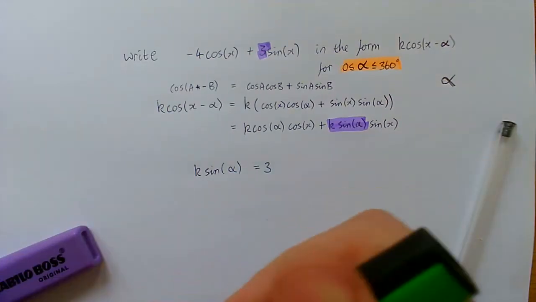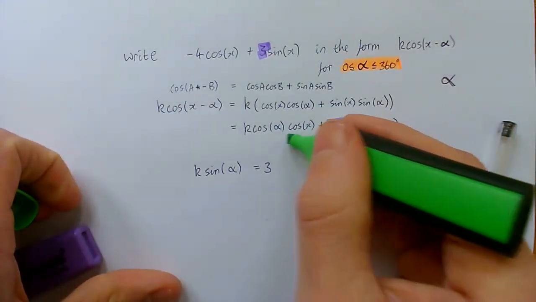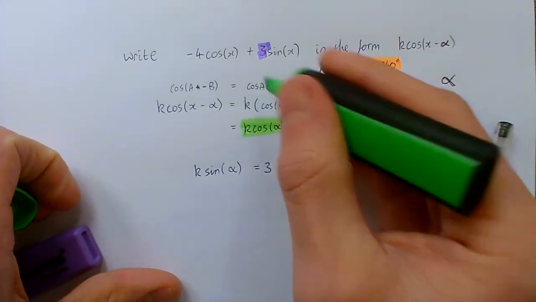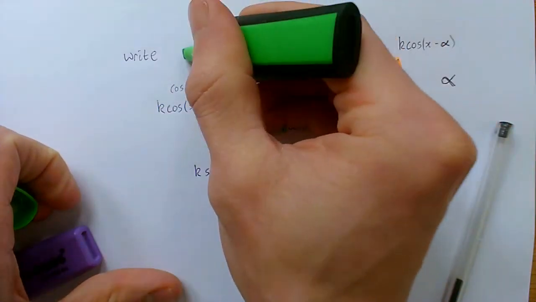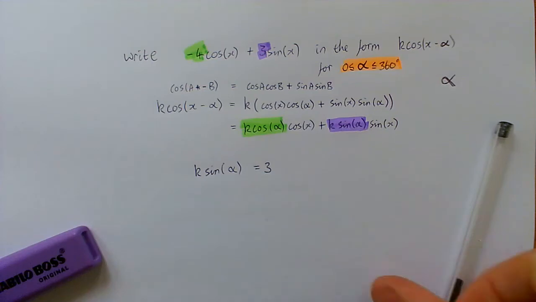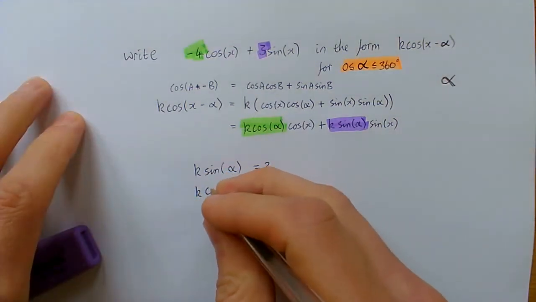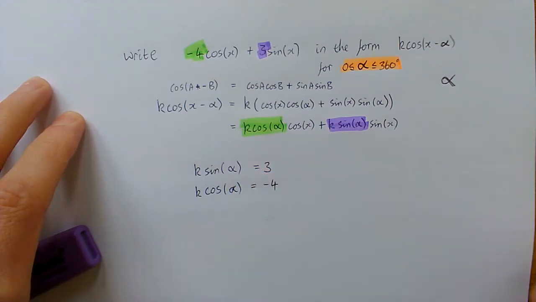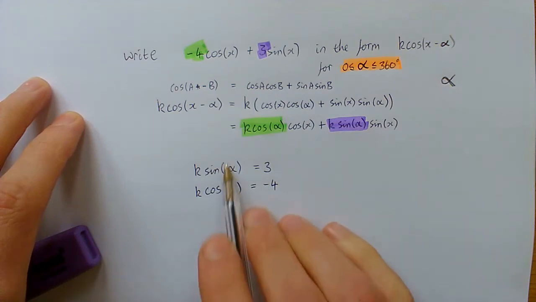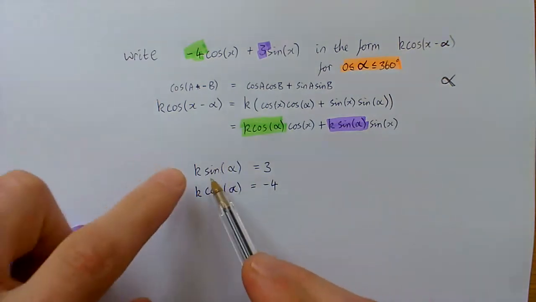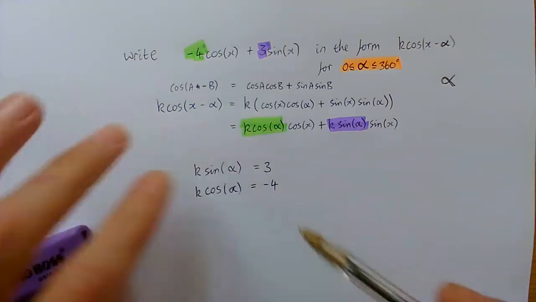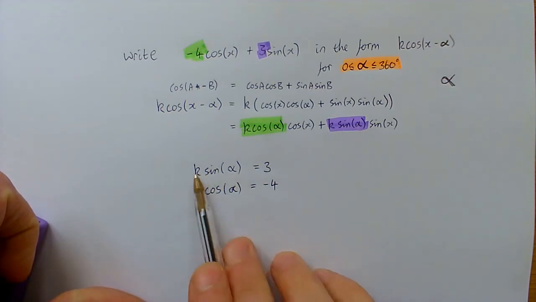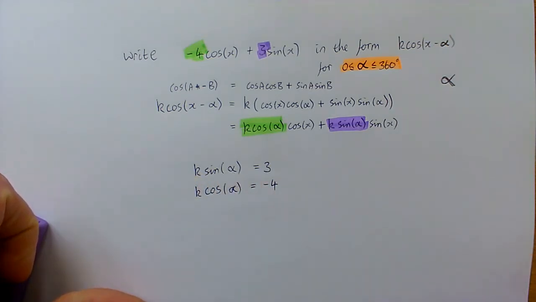Well, we can play the same game with the other bit. We can look at the thing in front of the cos x. Well, that is k cos alpha. It must match up with the thing in front of the cos x up here, which is minus 4. So we have k cos alpha equals minus 4. We're making some progress. We've got some relations to sine and cos, which involve just a number and some letters. We do have two unknown things, a k and an alpha to find. So we've got to find some ways to make these cancel out.